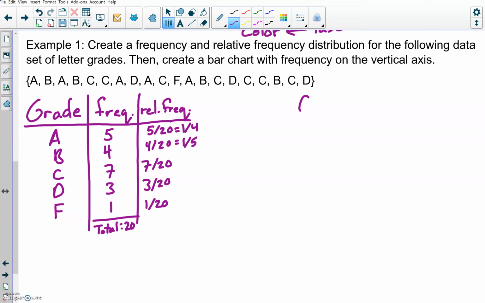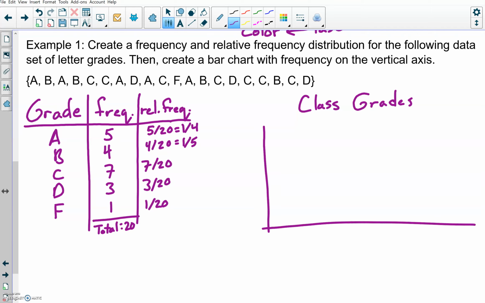And then the bar graph, I'm going to give it the title, class grades. If you wanted to do something different, or if you had a different title, that's fine, as long as it was similar in its descriptive nature. And then here we're going to have some bars, and we're going to have the frequency, and I only need to go up to 7. So 1, 2, 3, 4, 5, 6, 7.